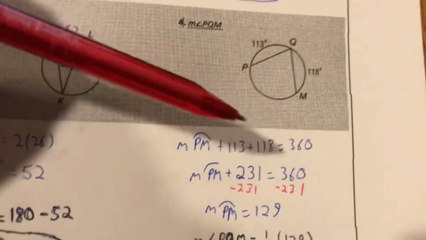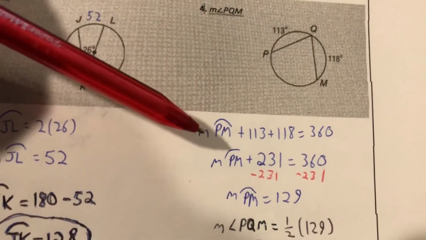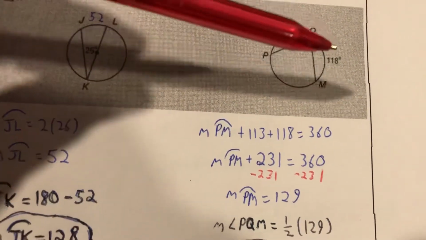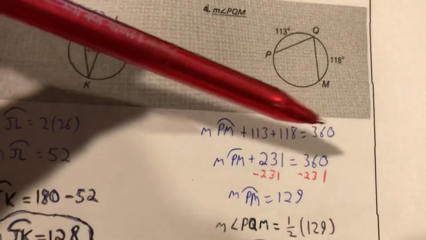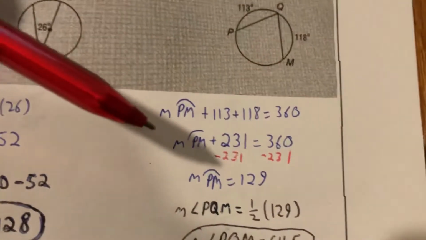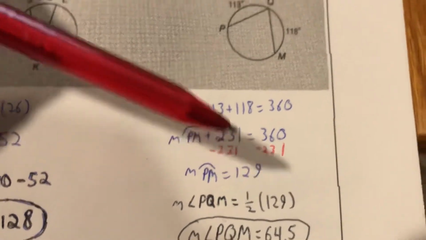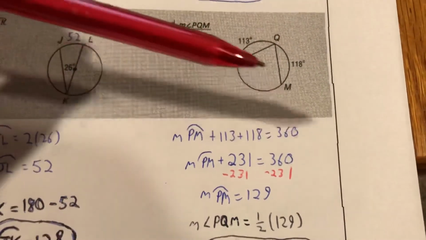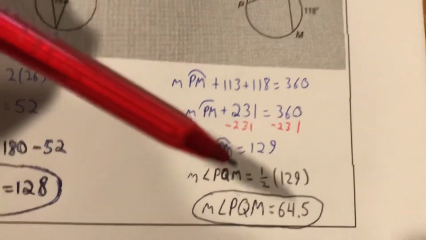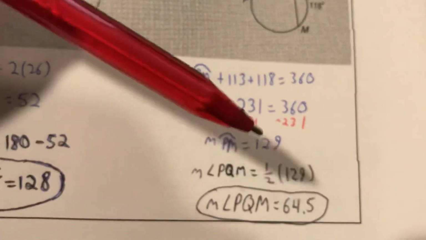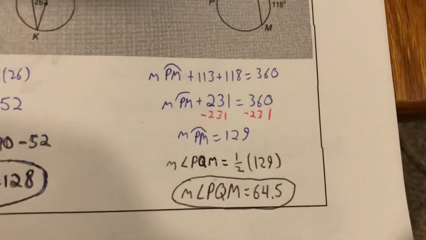So we take the measure of arc PM plus 113 plus 118 is going to be the whole circle, so it's equal to 360. When we crunch that out, we're going to find out the measure of arc PM is 129. Now, if we're looking for its inscribed angle, the measure of angle PQM is going to be 1/2 of 129, so you should get 64.5 for that one.